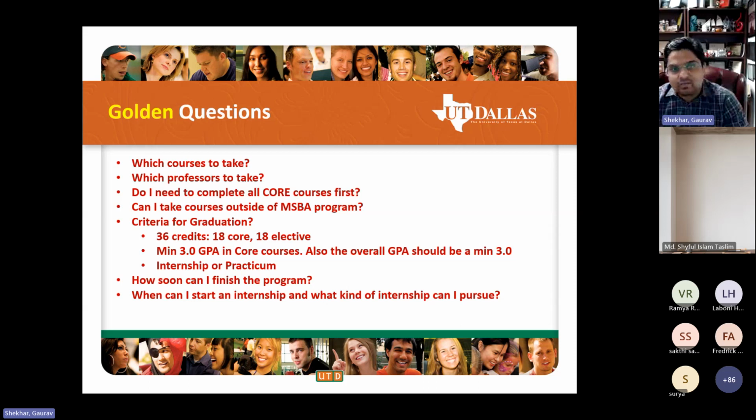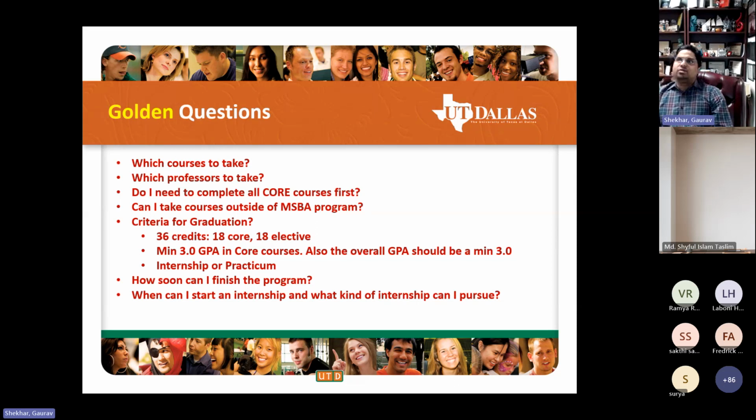Now see what courses offer you those skills. That's how you decide what courses you need to take. Which professors to take is another question, and a lot of times you ask your seniors and people who have been here, hey, what professors should we take? Here is my 2 cents on this.